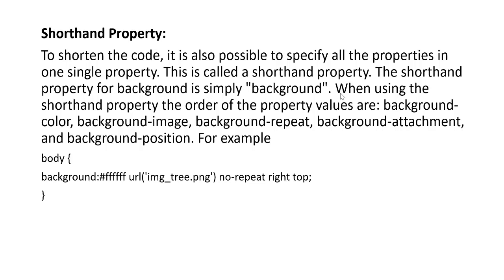When using the shorthand property, the order of property values is background color, background image, background repeat, background attachment, and background position. For example, background: #FFFFFF url(image) no-repeat right top. This is the shorthand property. Here FFFF means a color, that may be white. I will show in the example. And this is the URL, this is the image, and no-repeat right top means you will get exactly the same result as the above example.